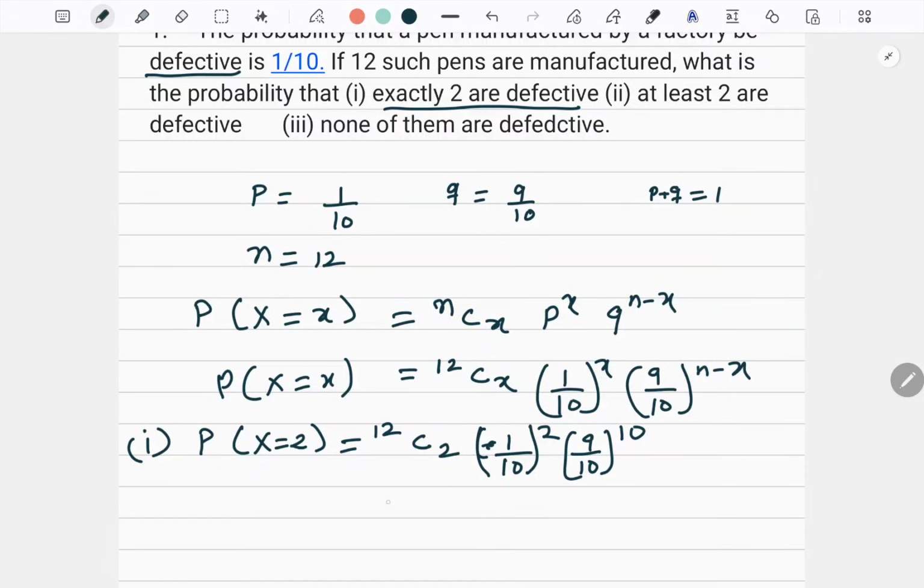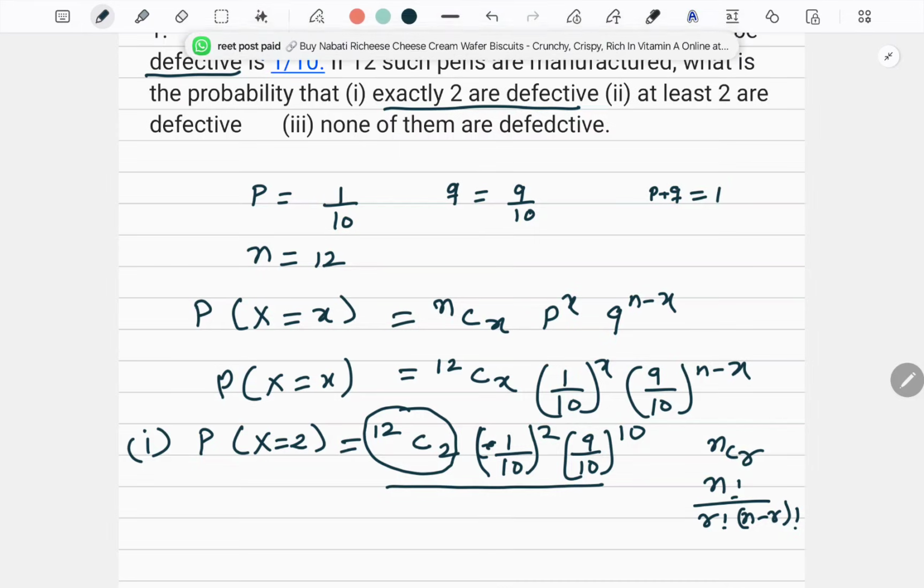Okay, now all of you use a calculator to solve this. I know that nCr is n factorial upon r factorial and n minus r factorial. But I'll suggest all of you to learn how to use the calculator. This 12C2 you can easily solve in the calculator if you use the shift and divide button. You can see there is nCr over there. So 12, shift, divide, and 2, if you do that, will give you the value of 12C2.